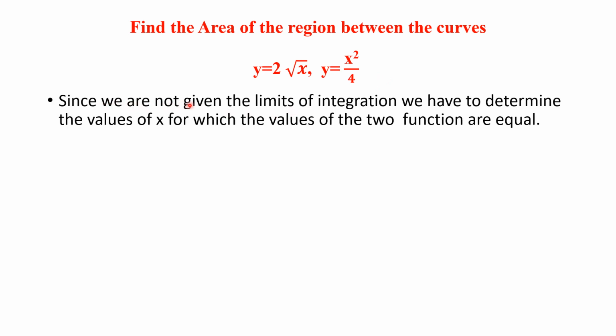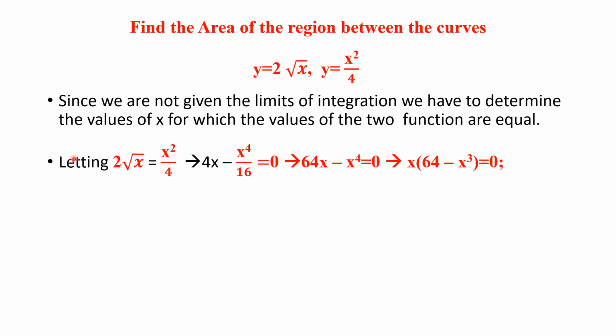Since we are not given the limits of integration, we have to determine the values of x for which the values of the two functions are equal. To do this, we can let 2 square root of x equal x squared divided by 4. This implies that 4x minus x to the power 4 divided by 16 equals 0, and this implies 64x minus x to the power 4 equals 0. So, taking x as a factor, we will have x times (64 minus x cubed) equal to 0.